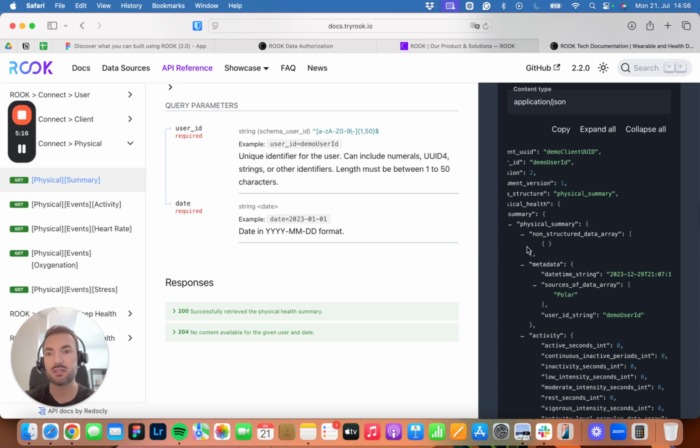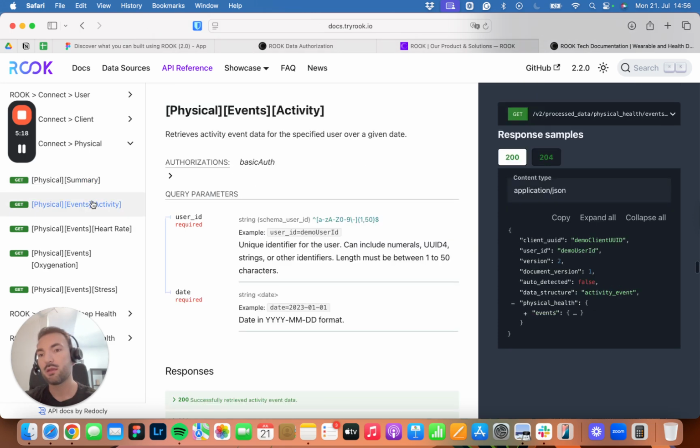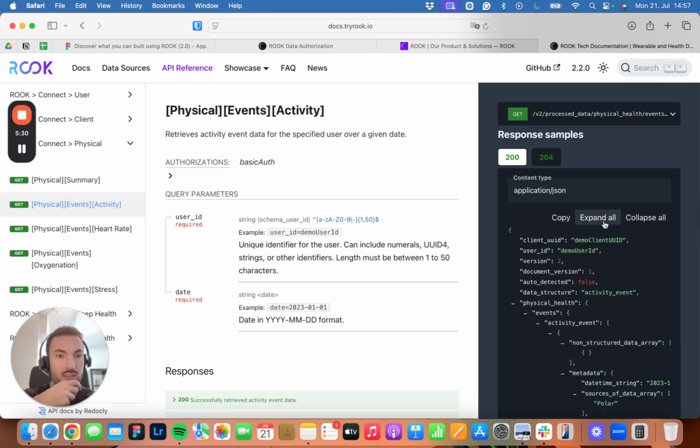So that gives you a bit of an idea about the physical summary. Physical event data looks very, very similar. This is for an activity. So if I would go for a run, for a walk, this would generate an event data point that looks like this. And then here again, the JSON.